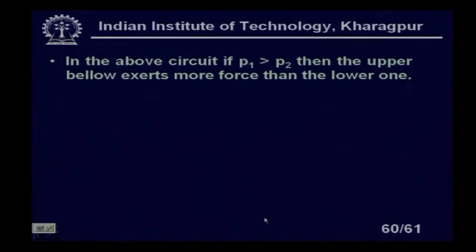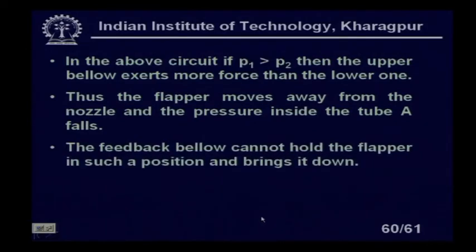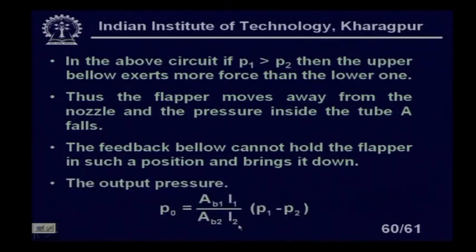In the above circuit, P1 is always greater than P2, so the upper bellows exerts more force than the lower one, because upstream pressure is higher. Thus the flapper moves away from the nozzle and the pressure inside the tube falls. The feedback bellows cannot hold the flapper in that position and brings it down. So the output pressure will be P0 equal to AB1 by AB2, L1 by L2, times P1 minus P2.